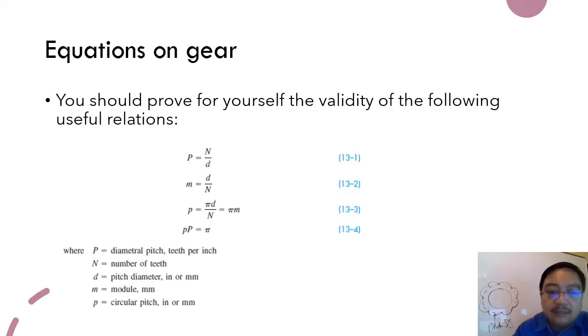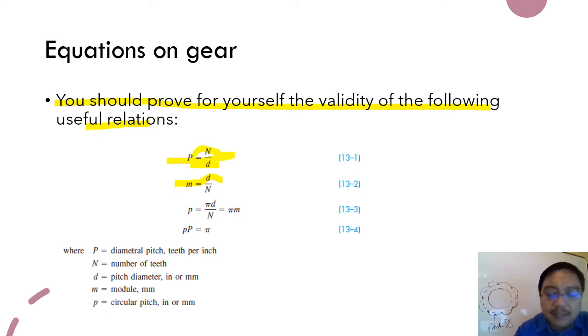Okay. So this is the equation for gear. From the textbook, it says that you should prove for yourself the validity of the following useful relation. So this is the pitch diameter. This is the equation of pitch diameter. This is the module, d over n.